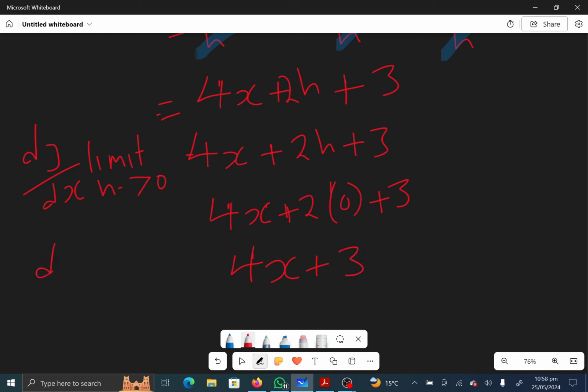So therefore dy over dx with limit h is equal to 0 is equal to, so this is our final answer when we are differentiating using the first principle.